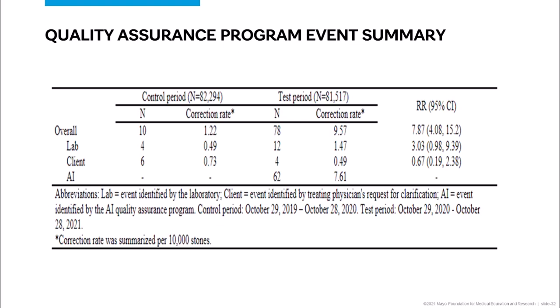As you can see in the control period, we had 10 overall errors. However, when we used our algorithms to find errors in the test period, the revised report rate jumped to 78, with 62 of these being detected by our AI quality assurance program. This resulted in a nearly 8 times increase in the relative revision rate, with most of this increase being attributed to our AI quality assurance program.